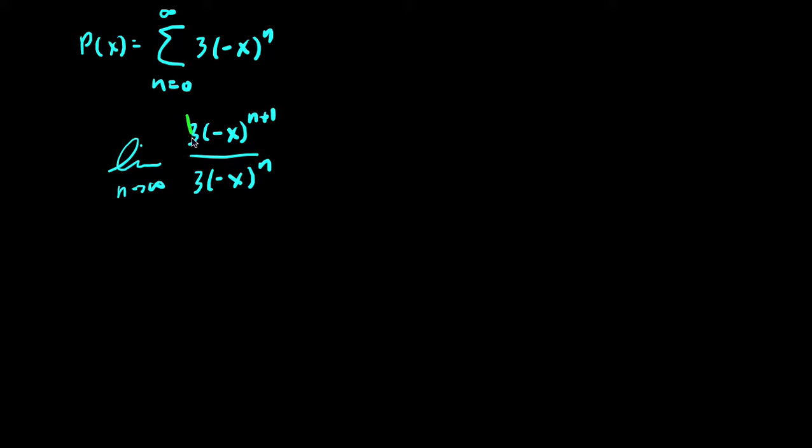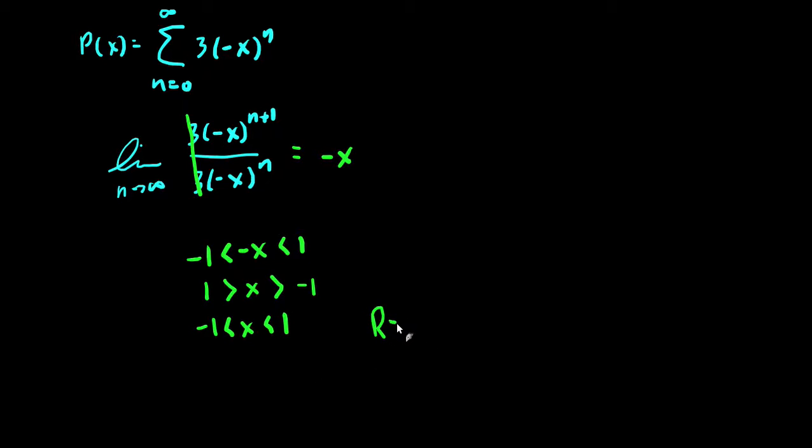I see that the 3's cancel, and there's one additional negative x in the numerator. So that limit is equal to negative x. This will definitely converge between negative 1 and 1. When I divide through the entire thing by negative 1, these switch signs, and the inequalities switch because I'm dividing by a negative number. And I would rewrite this as negative 1 is less than x is less than 1.